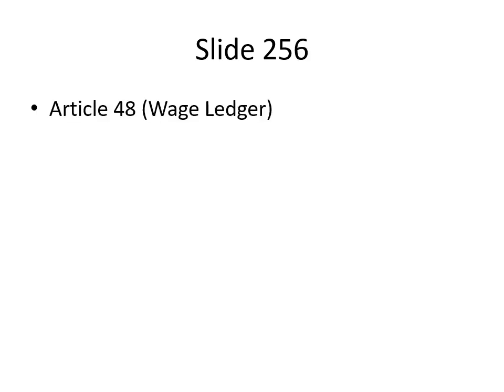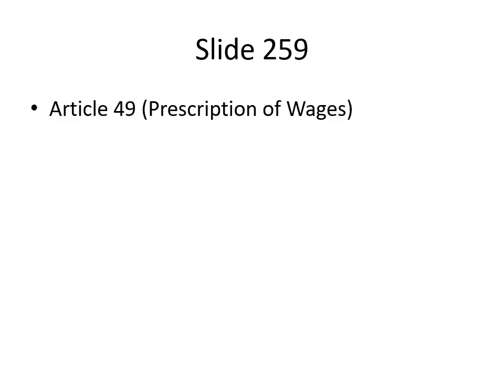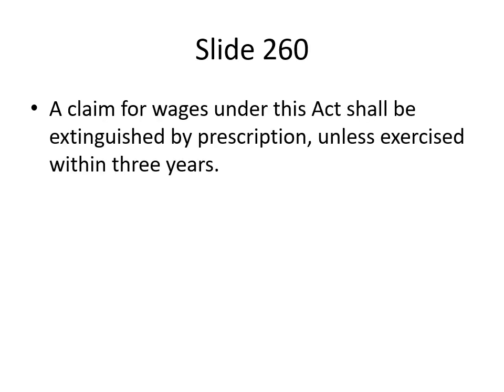Article 48, Wage Ledger. An employer shall prepare a wage ledger for each workplace and shall enter therein the matters which serve as a basis for determining wages and family allowances, the amount of wages, and other matters as prescribed by Presidential Decree, at each time of paying wages. Article 49, Prescription of Wages. A claim for wages under this Act shall be extinguished by prescription, unless exercised within 3 years.